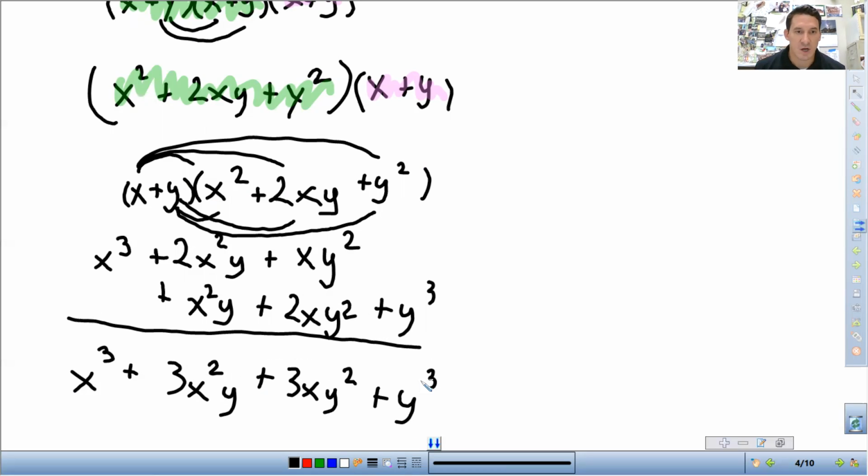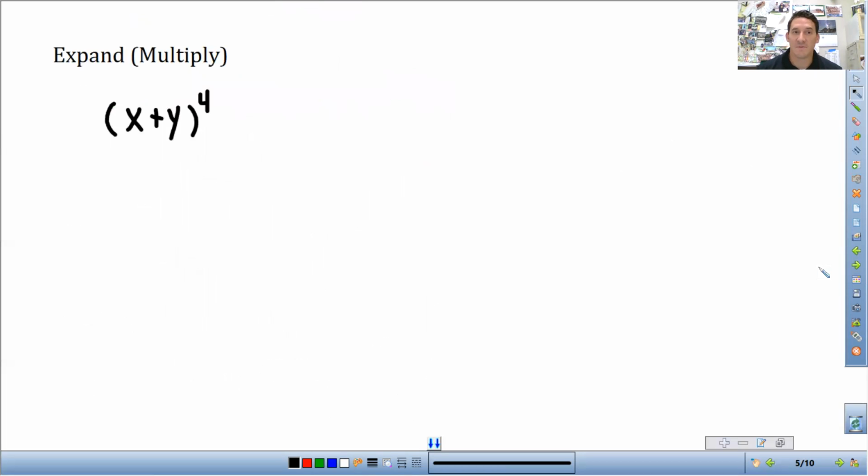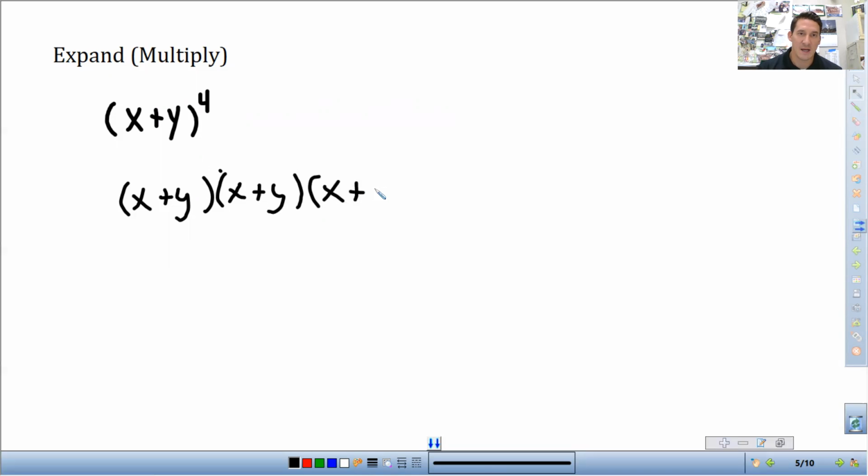So there we go. So all that. So that's more tedious, right? You got to do it all again. So what if we even go a little bit higher? x plus y to the fourth, right? Do we really want to go through that whole process again, where we multiply everything by x plus y times x plus y times x plus y? No, we do not. That's a pain. We're not going to do that, right? There's a shortcut to this.